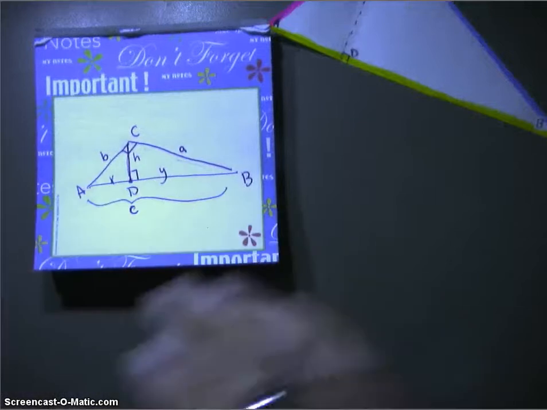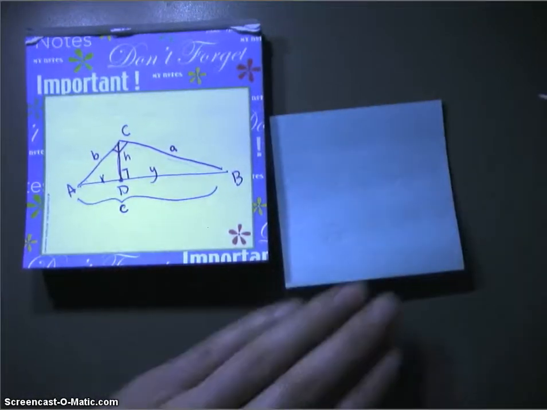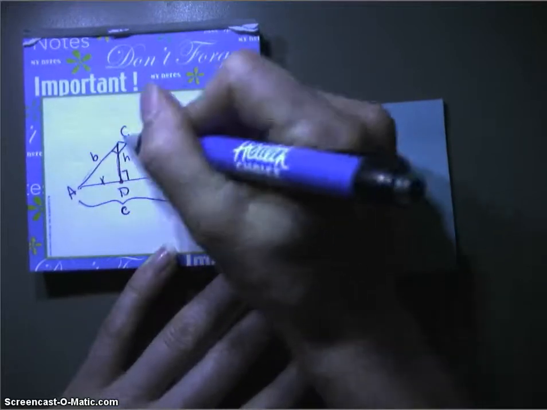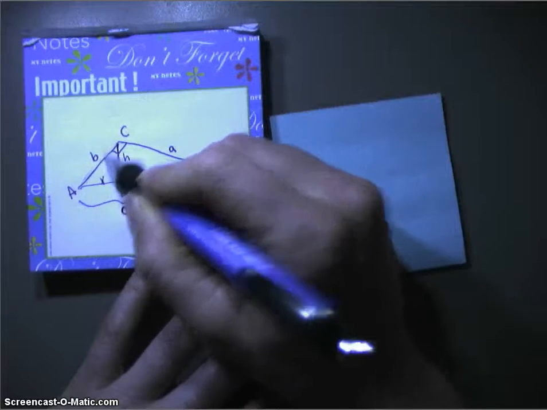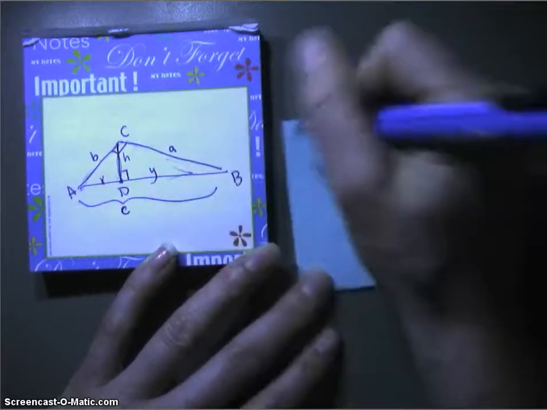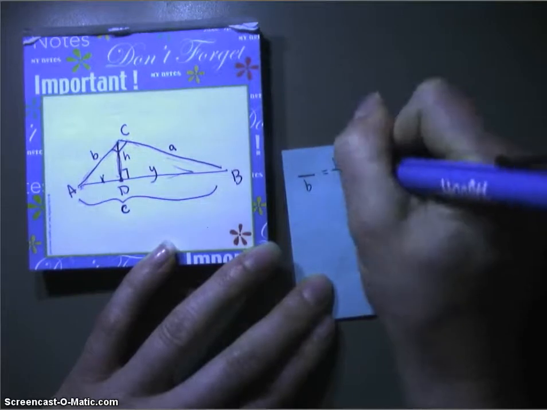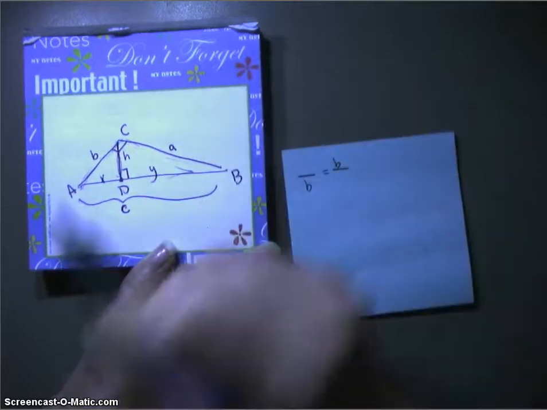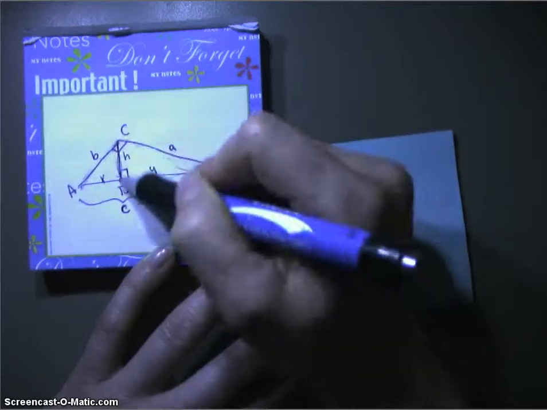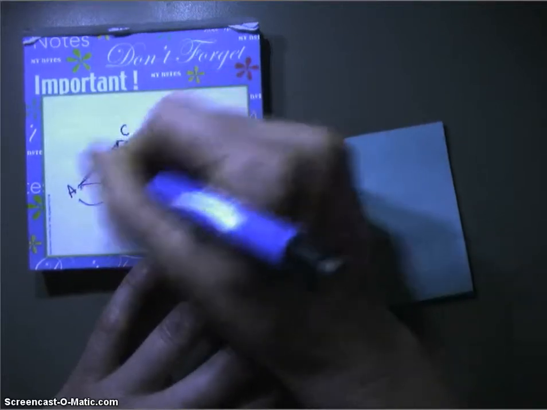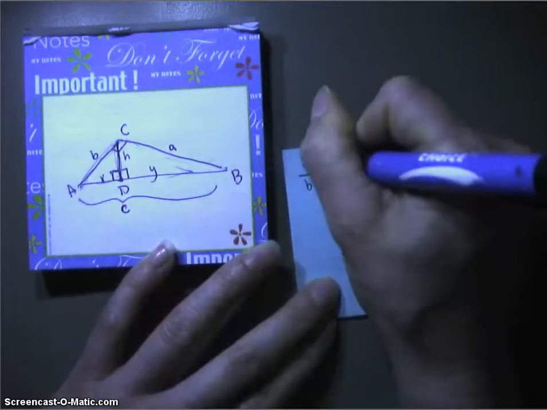So, looking at that triangle, let's see if we can come up with these proportions again using those letters instead. From the little triangle to the big triangle, they both have in common that segment B. So I can set this proportion up as: they both have B in common, and B on the little triangle is the hypotenuse, so it has to match up with C on the large triangle, which is the hypotenuse.